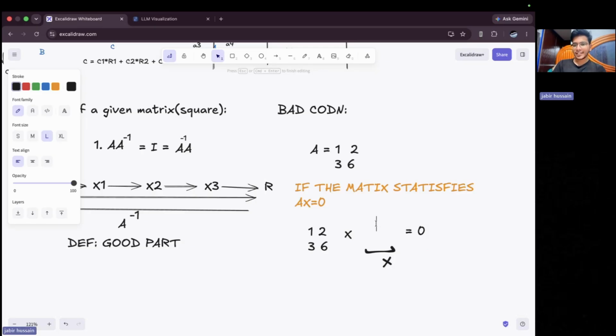Can I write the answer as 3 and minus 1? See, if I'm multiplying the matrix A with x, which is 3 minus 1, then I'll get the answer 0, 0. Is it or not?